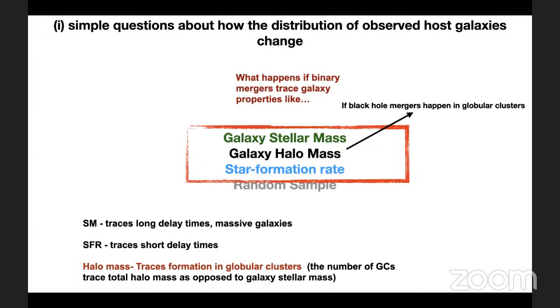So we also asked some very simple questions about the distribution of host galaxies. Oftentimes, particularly for localization, for these dark siren events, we try to do a blind host association, and oftentimes these are done based on the galaxy's stellar mass. So we asked, what would the distributions look like if you forget about the delay time models, but simply ask whether these mergers follow the stellar mass of a galaxy, the halo mass of the galaxy, the star formation rate of the galaxy, and so on, or are they drawn from a random sample of galaxies?